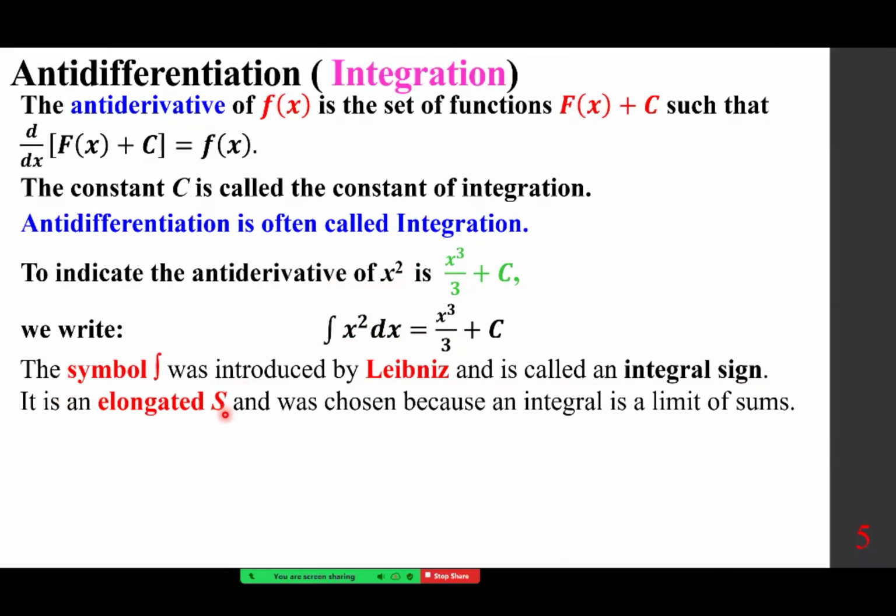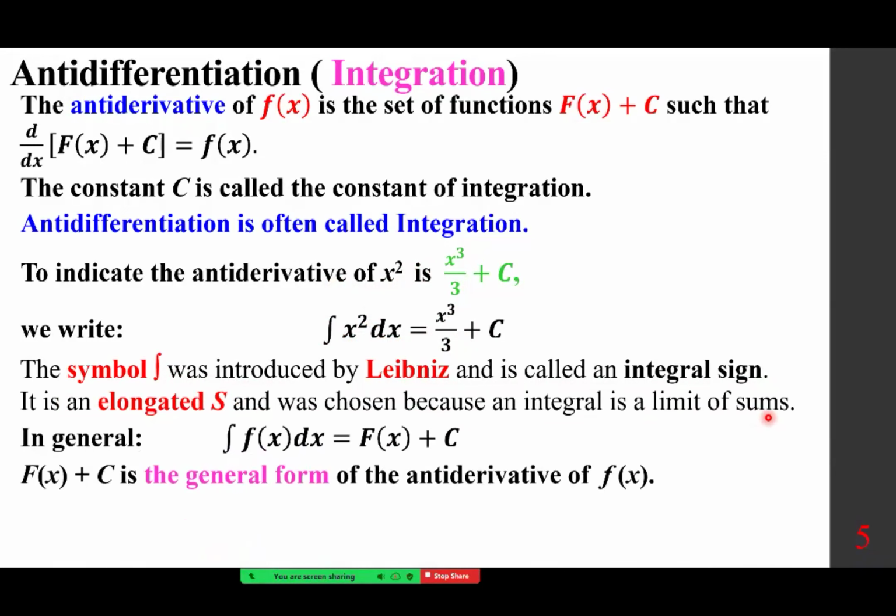It is an elongated S and was chosen because an integral is a limit of sums. In general, the integral of f of x dx is capital F of x plus c. So capital F of x plus c is the general form of the antiderivative of f of x. Again, in short, when you differentiate, it creates one answer. When you want to go back, it creates a family of functions, which is called the general solution.